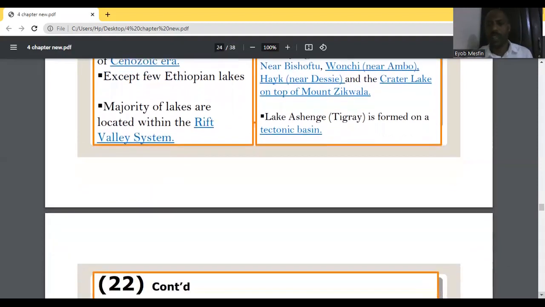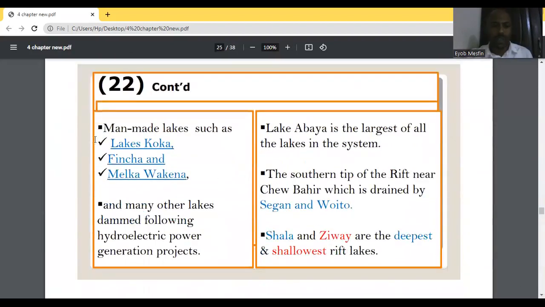Anyhow, just to sum up those concepts, we have the Highland Lakes and the lowland Rift Valley Lakes. The name is given because the lakes which lie or are situated in the highlands, we call Highland Lakes. The lakes which are situated along the Rift Valley areas, we say are the Rift Valley Lakes. So there are different lakes.